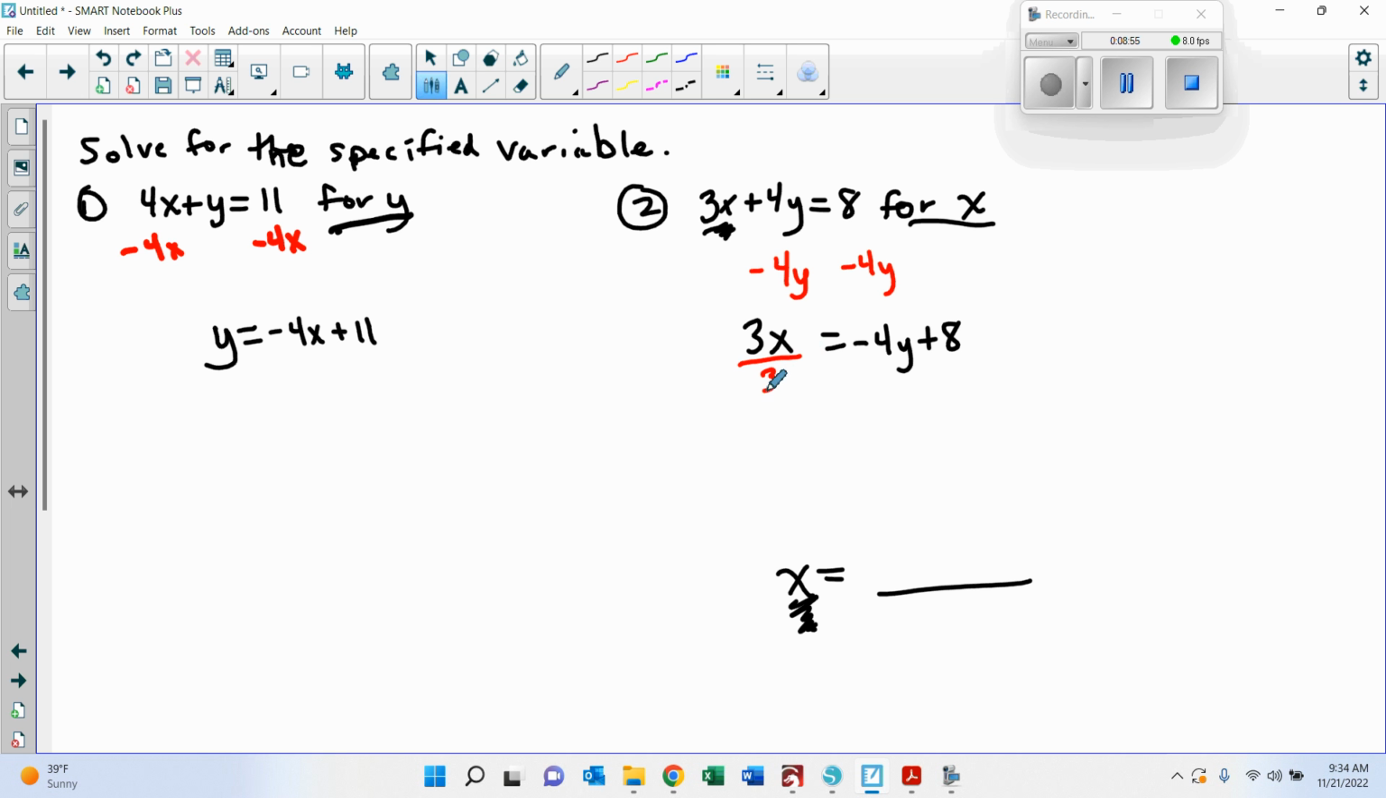But whatever I do on the left, I have to do on the right. There are two terms on the right. So just like when we're multiplying to get rid of fractions, we're going to divide each term. Negative 4y is a term, 8 is a term, so each of them gets divided by 3. You always have to do the same thing to every term or you've changed the problem.